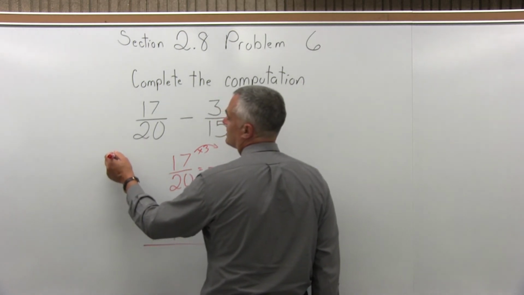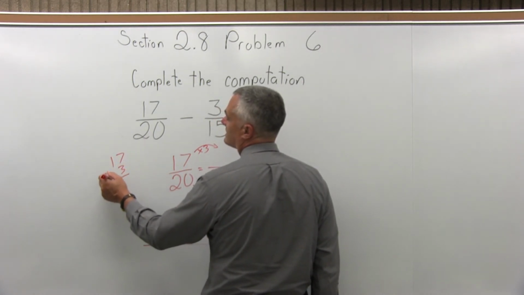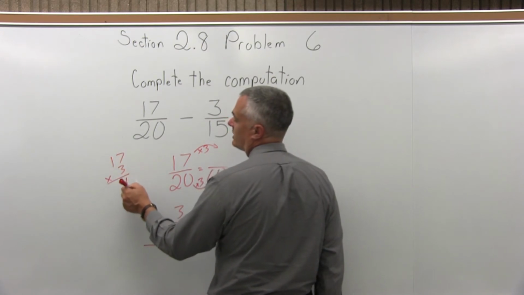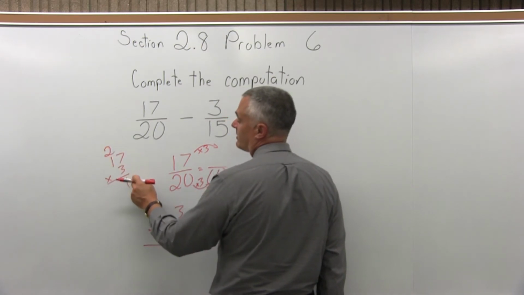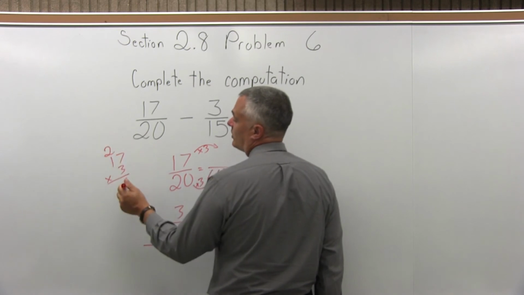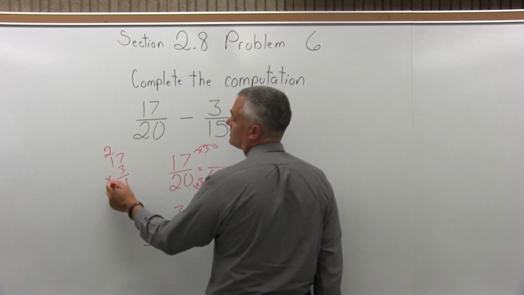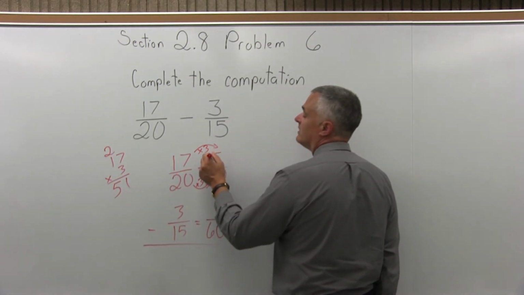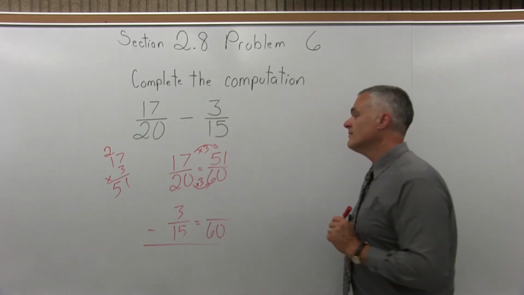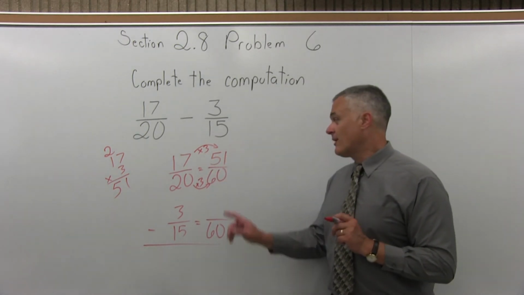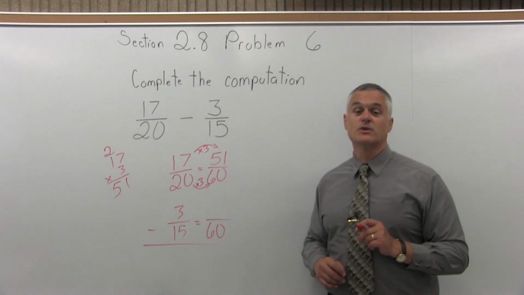Pretend you don't know it's 51. You can just go off to the side and multiply it. 3 times 7 is 21. Write the 1, carry the 2. 3 times 1 is 3. 3 plus 2 more is 5. So you have 51. So one fraction is done. I turned it into 51 over 60.